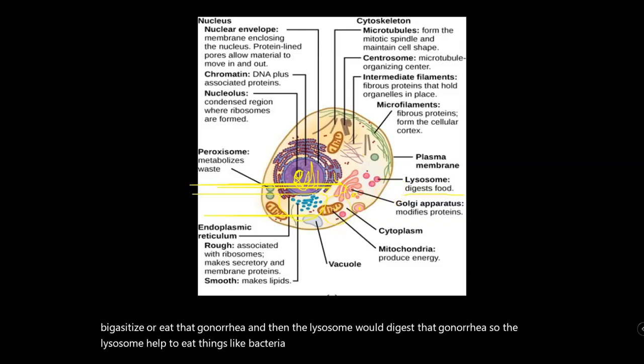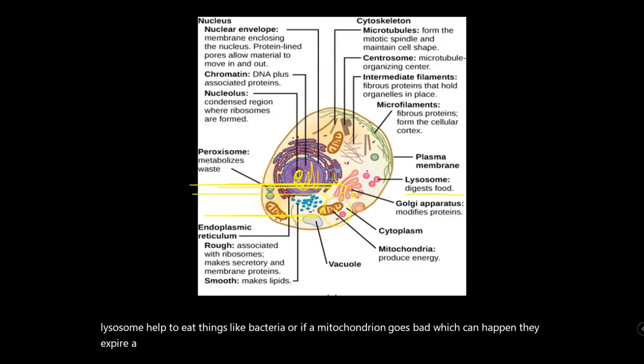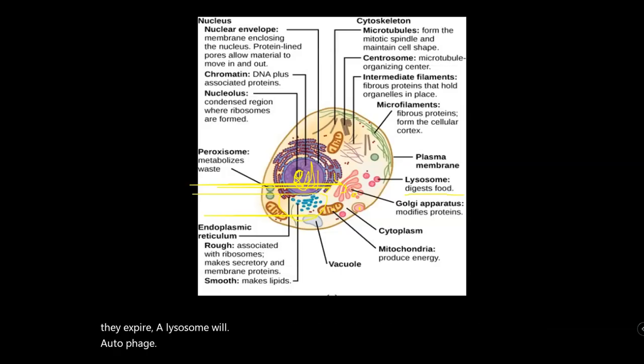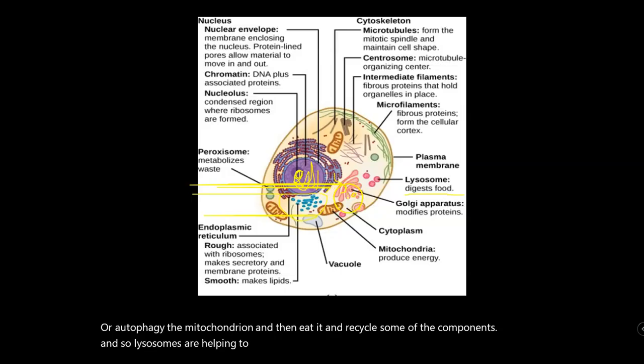Or if a mitochondrion goes bad, which can happen, they expire, a lysosome will autophagocytose the mitochondrion and then eat it and recycle some of the components. And so lysosomes are helping to maintain homeostasis inside the cell by eating things that have gone bad or were already bad and got into the cell.